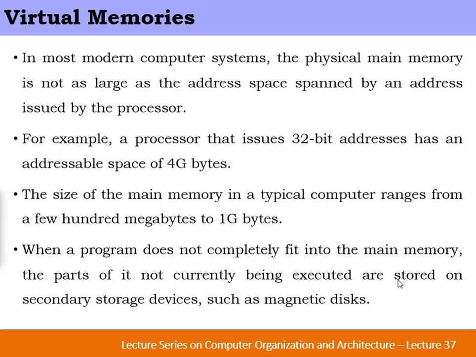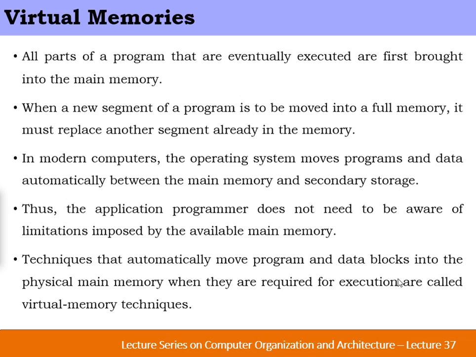So whenever it is not possible for a program to be fitted in the main memory, part of the program can be fitted in the main memory and the remaining part can be stored in secondary storage devices such as a magnetic disk. Anyhow, all the parts of the program have to be brought to main memory if they need to be executed. So if we want to execute the program, it is essential to store the program in the main memory.